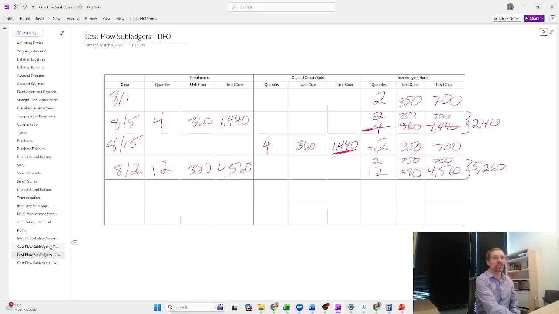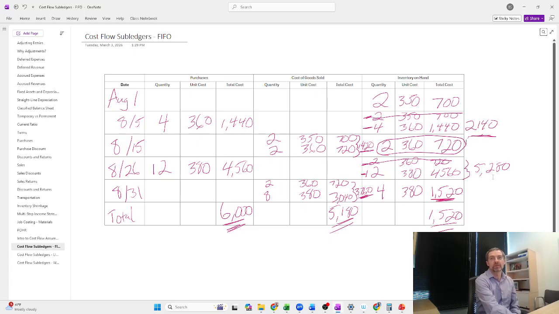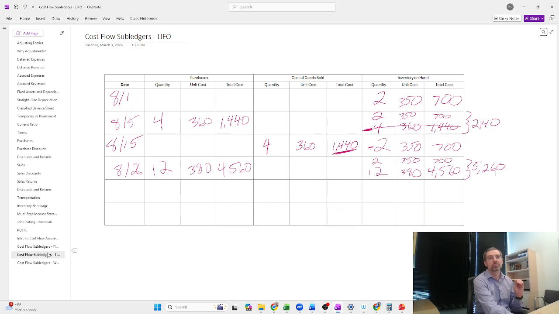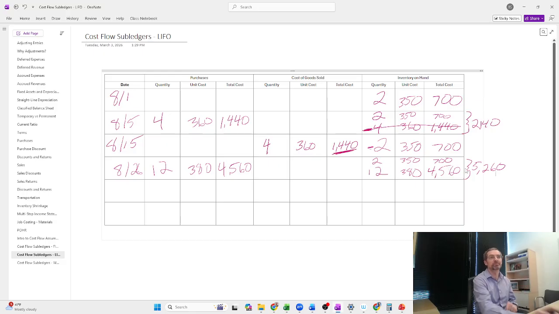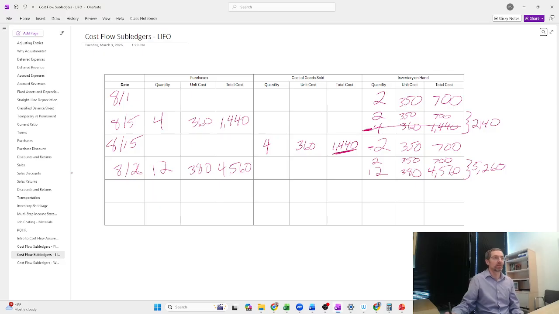Let's compare that to FIFO at this point. FIFO, we said we have 5,280 in inventory after making that purchase. That's because we sold those cheap ones, the oldest ones. Whereas LIFO, we're still assumed to have the 2 oldest ones. So that's why it's slightly different now. It's what we have sold. The assumption is different.